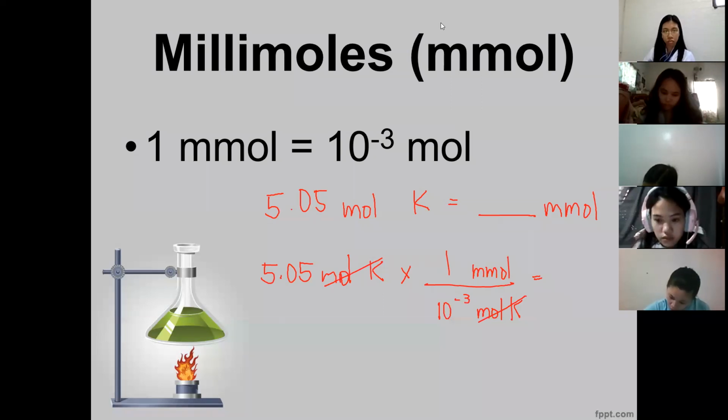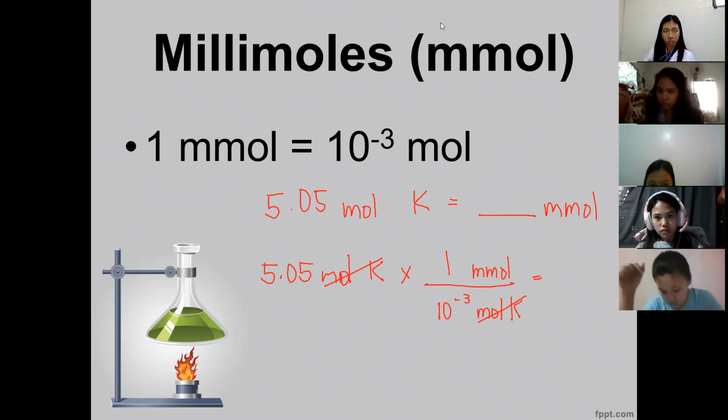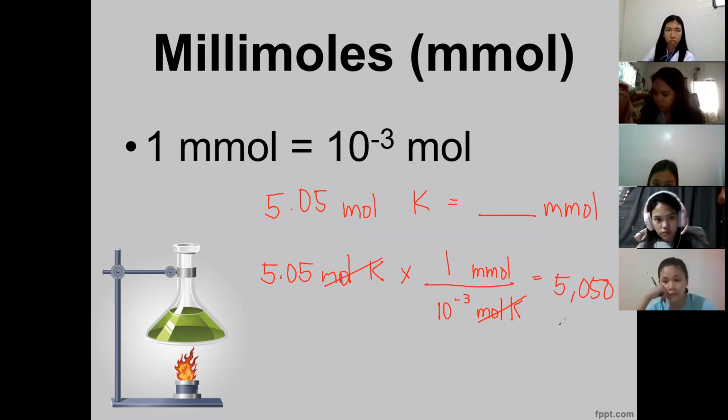Okay, so let us check. 5.05 divided by 10 raised to the power of -3. Your answer. Okay, very good. This is 5,050, and then our unit will become millimole of potassium. So this is now the unit.